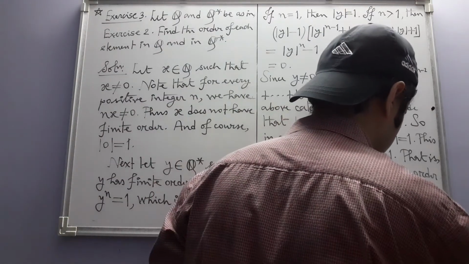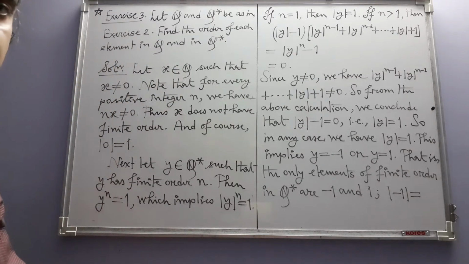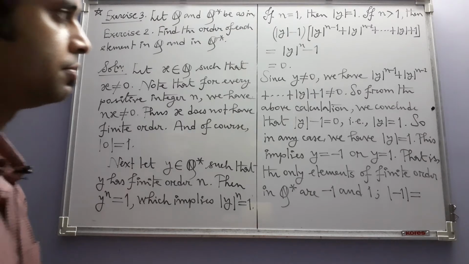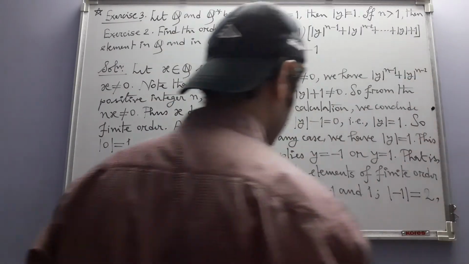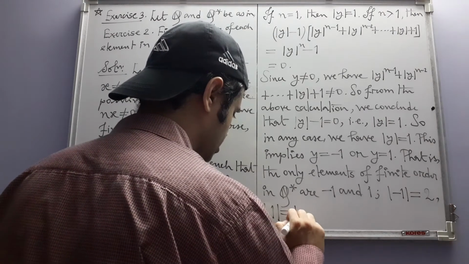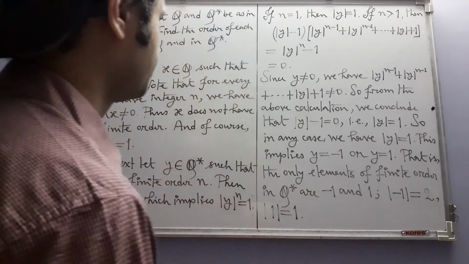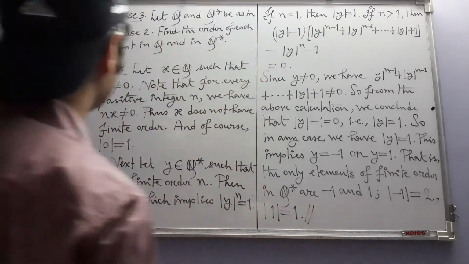So what is the smallest exponent for which minus 1 to the power that exponent will give us 1? 2. So here the order is 2 and the order of 1 of course is 1 because 1 is the identity element. So this completes the solution to the third one.